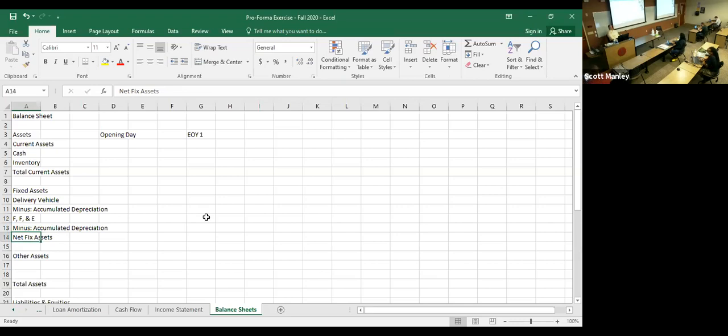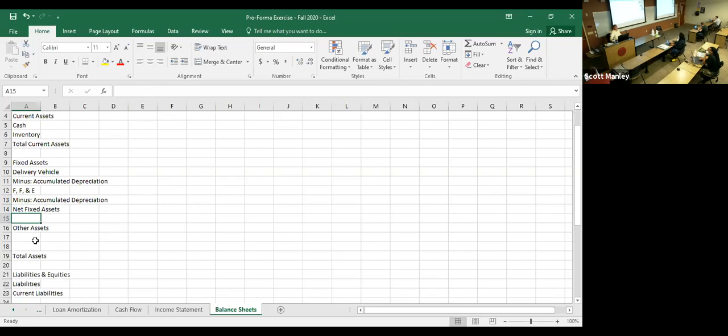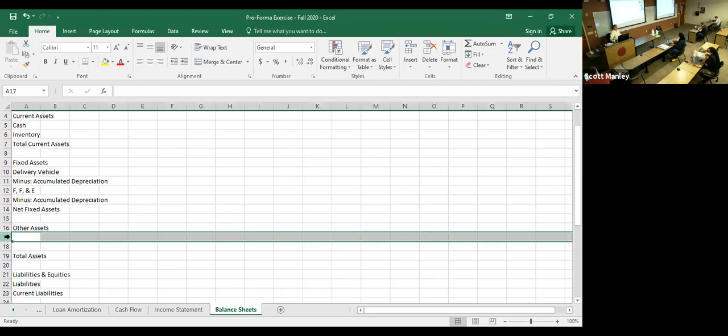Now do you see why I have net fixed assets? Should be net fixed, F-I-X-E-D, okay? Because what this is going to mean is I take the cost of my delivery vehicle and I subtract my depreciation expense. I add the cost of my furniture and fixtures and equipment and I subtract my depreciation expense, okay? You see how that's net and that's different than total? Okay. For other assets, in the interest of time, y'all just please take my word for this, okay?